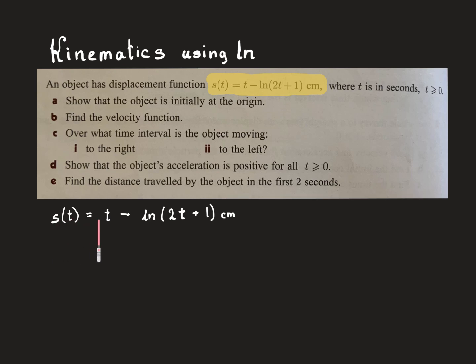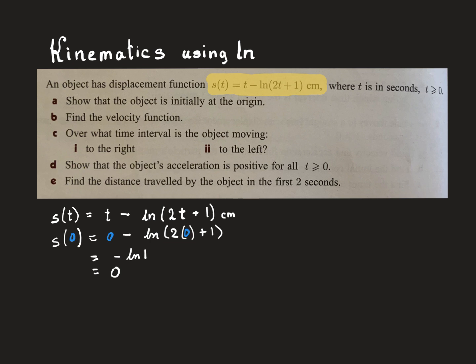Okay, this is a displacement function, and we want to show that the object is initially at the origin, which means that when time is 0, we want this displacement to be 0. So we can work this out by asking what will happen at t equals 0. We'll just substitute, and this will be minus ln 1, which is 0. So in this case, our object is initially at the origin.